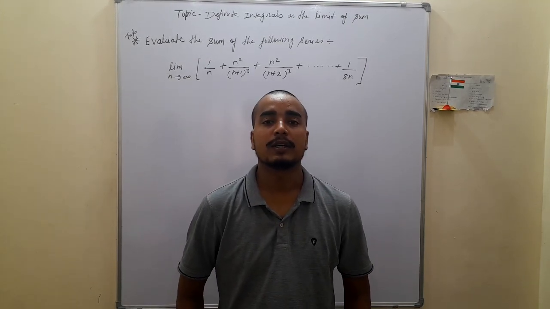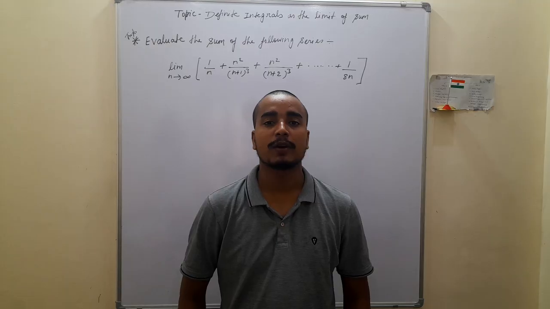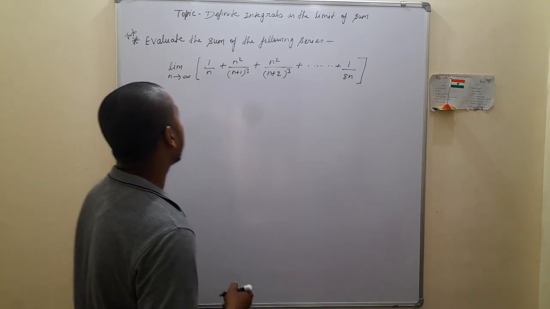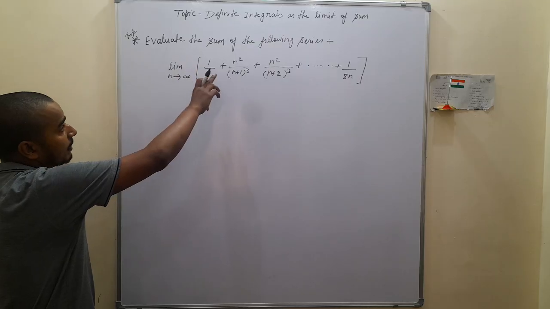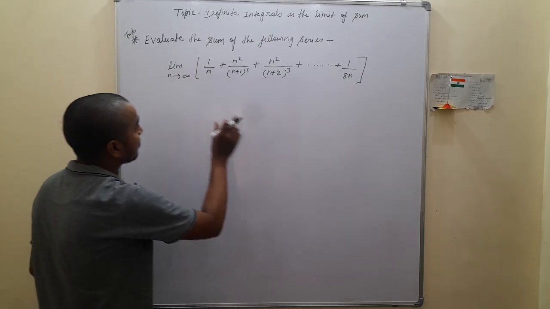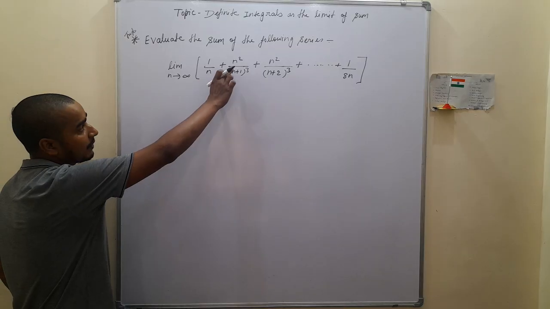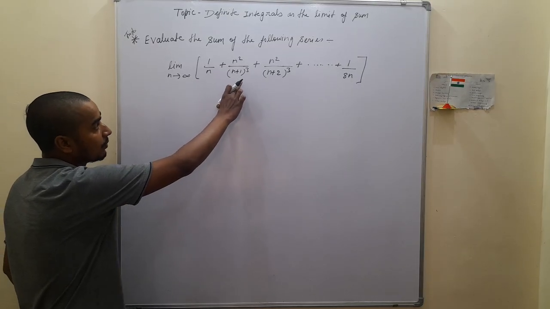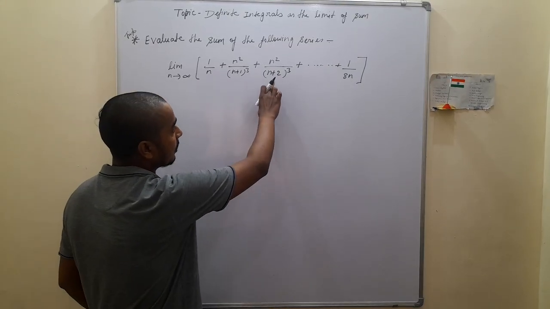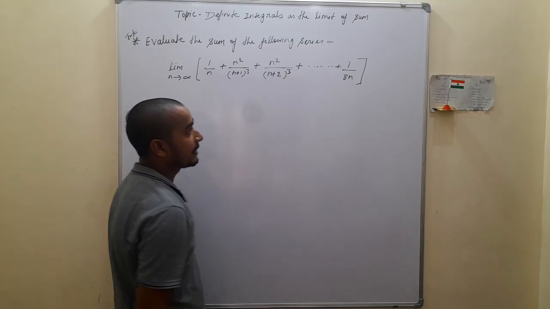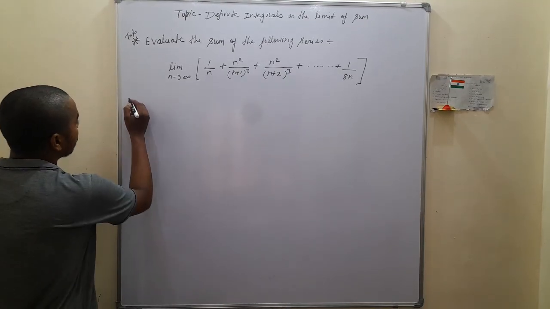Hello everyone, myself Hans. Today we are going to solve the given problem from the topic definite integral as a limit of sum. The question is given here. Evaluate the sum of the following series: limit n tends to infinity, 1 upon n plus n square upon (n plus 1) cube plus n square upon (n plus 2) cube plus dot dot dot plus 1 upon 8n. Let's solve the problem.